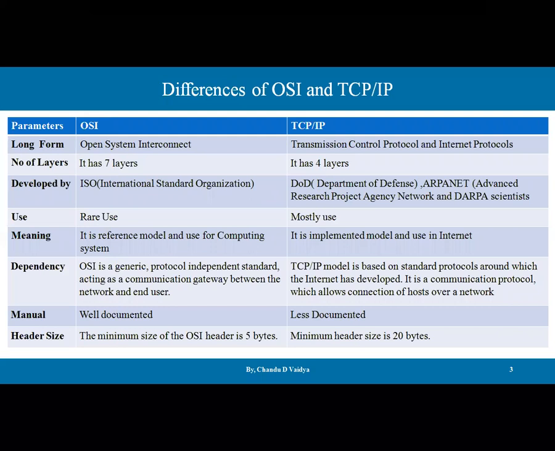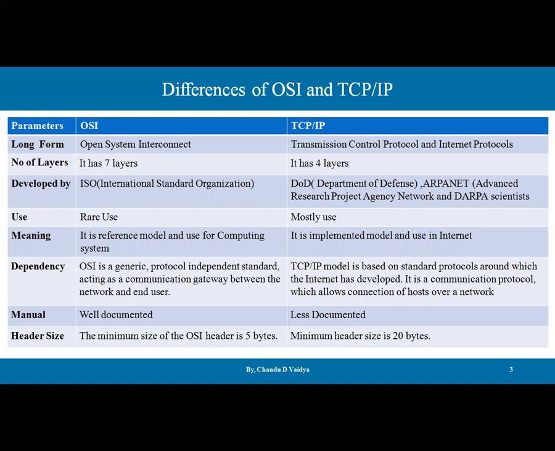To start, we have divided this slide into three columns. The first column is the parameter, the second is the OSI perspective, and the third is the TCP/IP protocol model perspective. My first parameter to differentiate these two models is the long form. OSI stands for Open System Interconnection, whereas TCP/IP stands for Transmission Control Protocol and Internet Protocol. Second is the number of layers. The OSI model has seven layers, as we all know, and TCP/IP has 4 layers. Sometimes it is 5 layers.